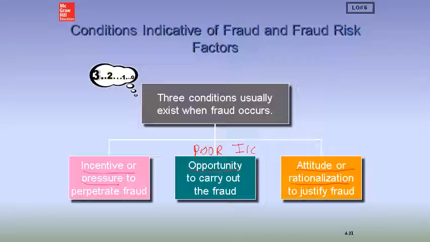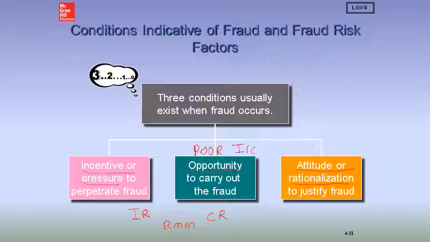Now, when we look at these fraud risk factors, what we're going to want to do is see how they affect our inherent risk and our control risk. So we want to see how they affect the risk of material misstatement, right? And if we see that these fraud risk factors are driving up our RMM, then we're going to want to respond correctly through our detection risk, right?